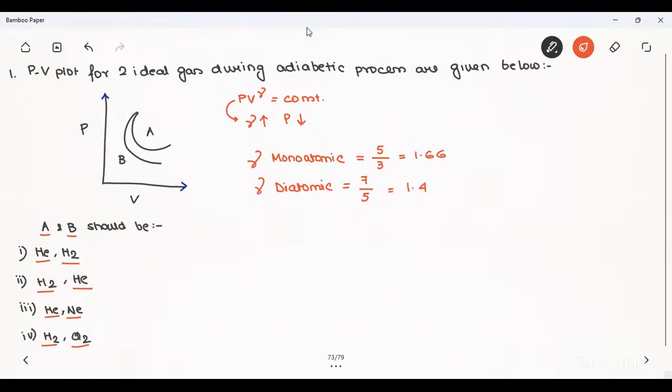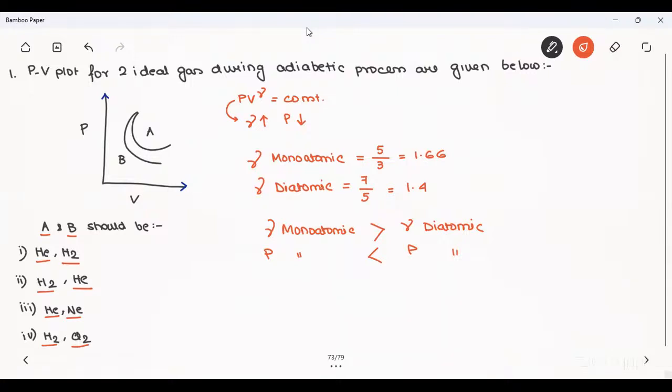Okay, so which is more? Gamma monoatomic? Yes, ma'am. So gamma monoatomic is more than gamma diatomic. And from this equation, what can we say? Pressure for monoatomic will be less than pressure for diatomic because this is a reverse condition. Yes or no?